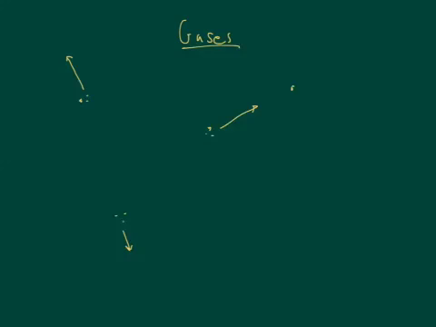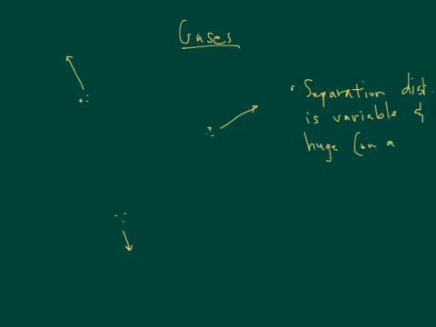But on average, the separation distance, so first let's say the separation distance is not fixed, it's variable, and that's different from liquids and solids. So it's a variable separation distance, and the separation distance is huge on average, because sometimes they collide and they get really close. But on average, they are very far apart.